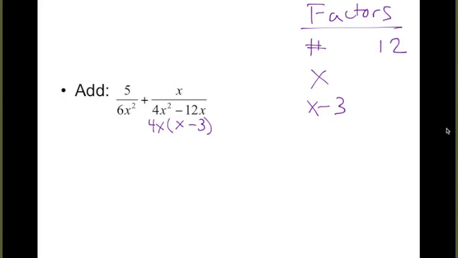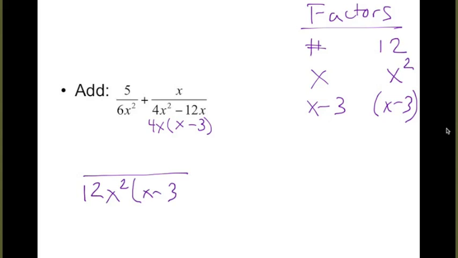For x's, we need to take the biggest type of x that's there. So we've got x squareds, or we have x's. X squareds are bigger, so we need to take an x squared. For x minus 3's, the first one doesn't have any, the second one has 1, so 1 is the most that we have anywhere. So those things are going to make our common denominator. So our common denominator is going to be 12 x squared x minus 3.